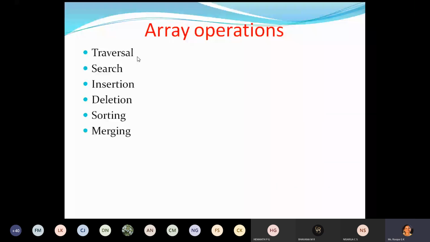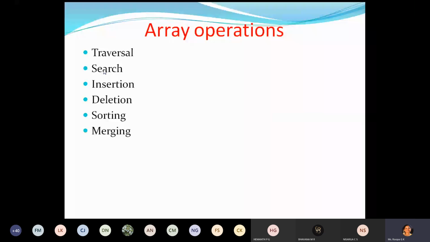Then the second point is the searching operation. Remember searching? Finding the location of the record with a given key value, or finding the locations of all the records which satisfy one or more conditions. In the previous example, if you want to access the ninth element, then you can apply the search operation. Which element is stored in the ninth location of the corresponding field? You can apply the search operation.